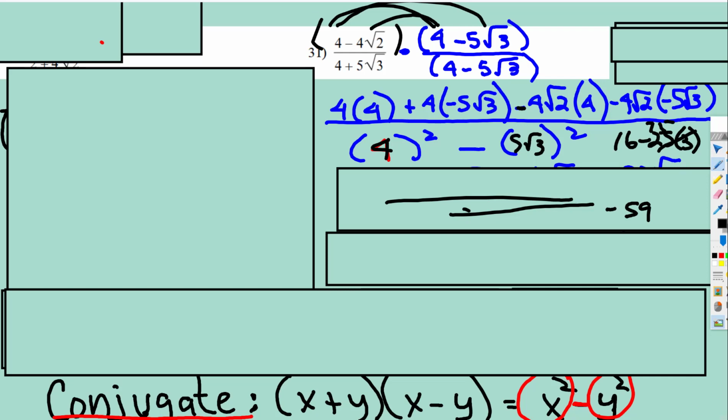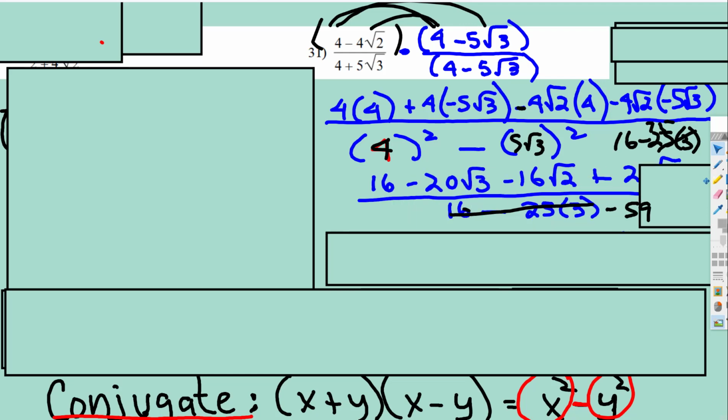Four times 4 is 16. 4 times negative 5 root 3 is negative 20 root 3. Negative 4 root 2 times 4 is negative 16 root 2. And negative 4 root 2 times negative 5 root 3, you get positive 20. And then root 2 times root 3 is root 6.